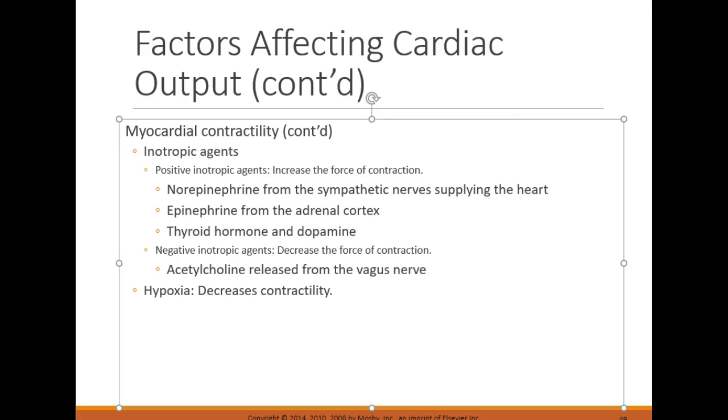Some naturally occurring inotropes are things like norepinephrine, thyroid hormone, and dopamine. So we talked about dopamine a little while ago, but we do create our own dopamine, right? Hypoxia decreases contractility, which kind of makes sense. You get hypoxic here.